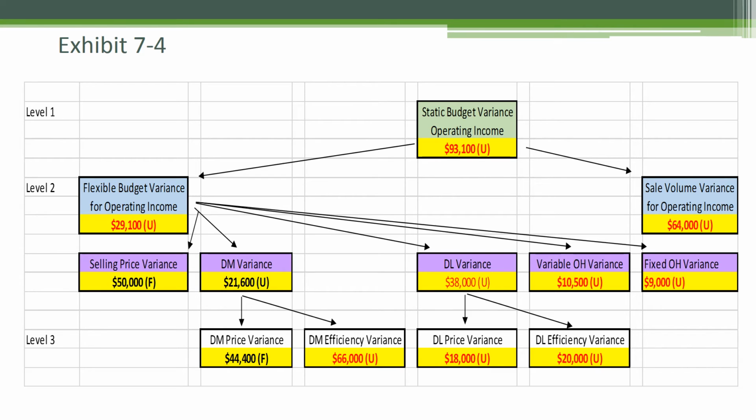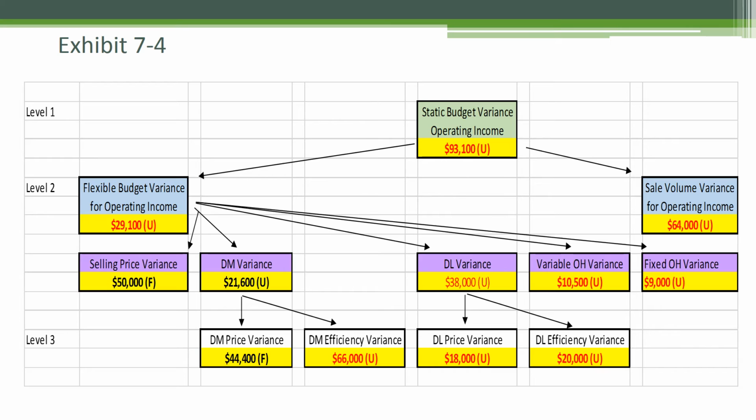And if you remember right, that difference was $5. Took that times the number of jackets sold, that gave us the $50,000 favorable variance. And then we moved on to direct materials, the $21,600 unfavorable variance, direct labor of $38,000 unfavorable, variable overhead of $10,500 unfavorable, and the fixed overhead variance of $9,000 unfavorable.